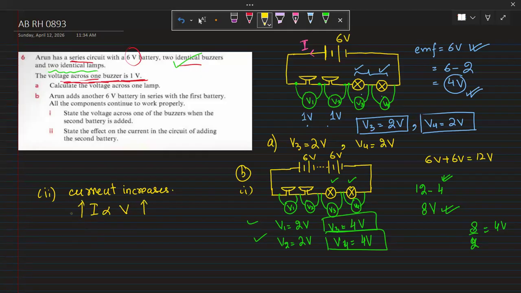What happens to the brightness of each lamp? The brightness would also increase. This is not the question given here, but I am just adding it. The brightness of each lamp increases. So I hope this point is clear.